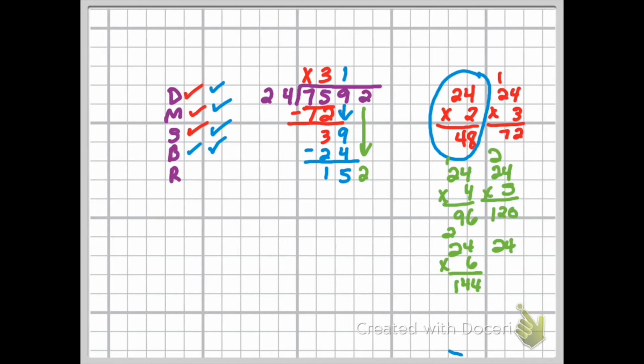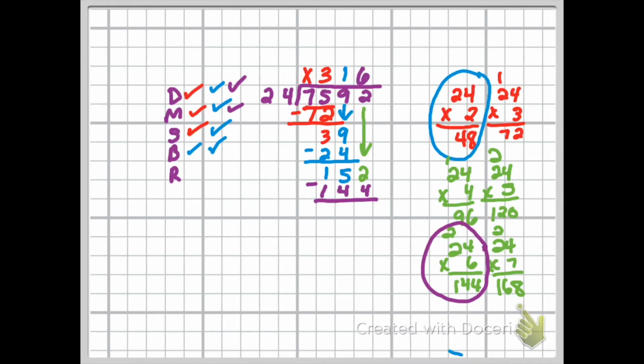I'm going to try 1 more, even though I'm really close. Yeah, and I found it. 24 times 6 is 144. 24 times 7 is 168. So 168, because it's too great, I know that I can only have 6 groups of 24, which equals 144. And I'm going to subtract.